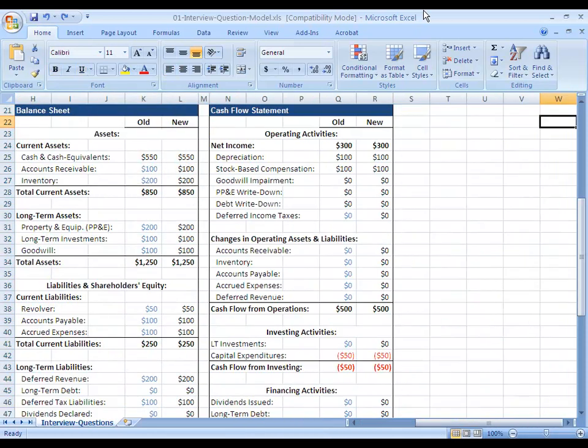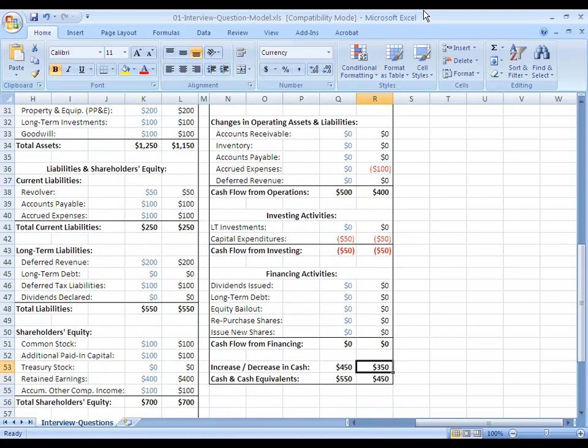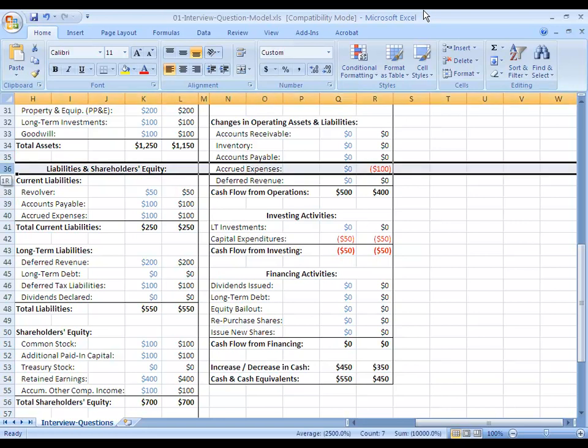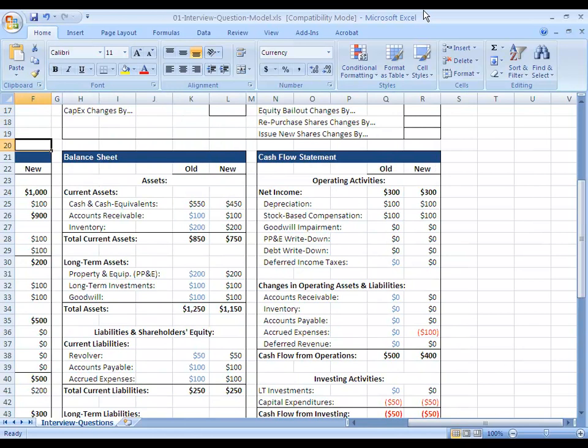On the cash flow statement, what would happen is that our accrued expense account here would fall by 100. So I'm going to enter negative 100 if we assume a $100 payout here. No other changes. So overall, our cash balance here falls by 100. Because remember, when a liability goes down, our cash account falls. So on the balance sheet, cash and cash equivalents falls by 100.